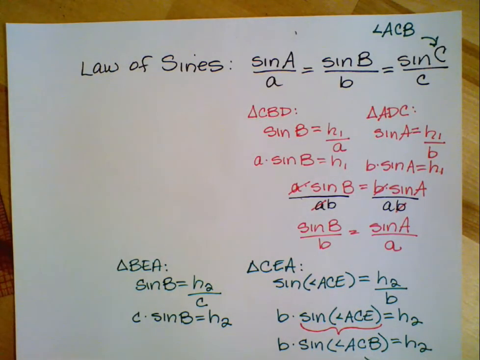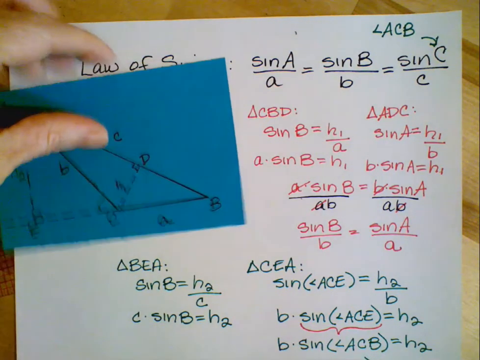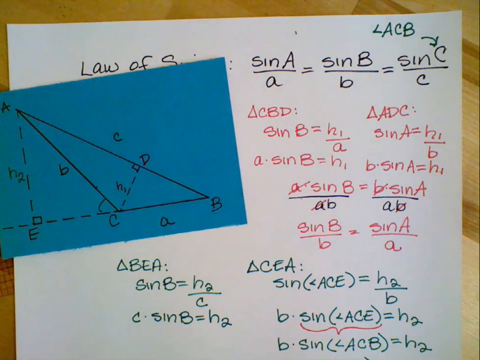So we've now proven that it works for the acute triangle case, the right triangle case, and case 3, the case of the obtuse triangle. And that completes our proofs of the law of sines.